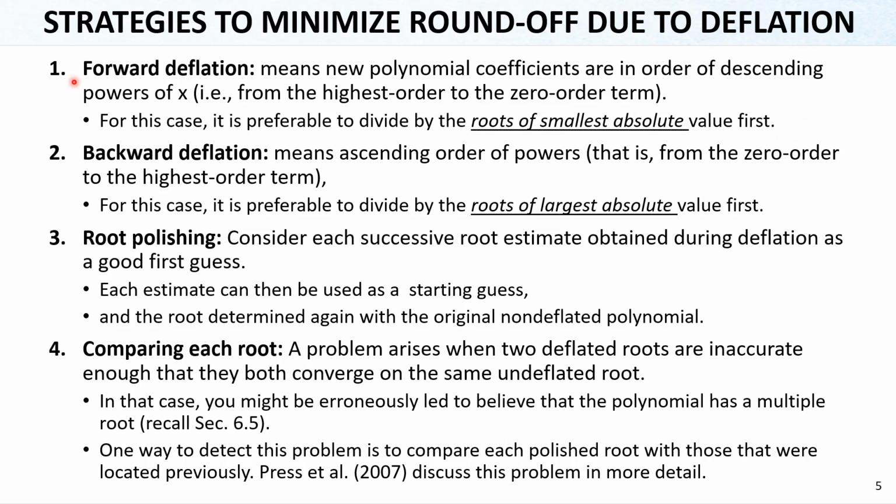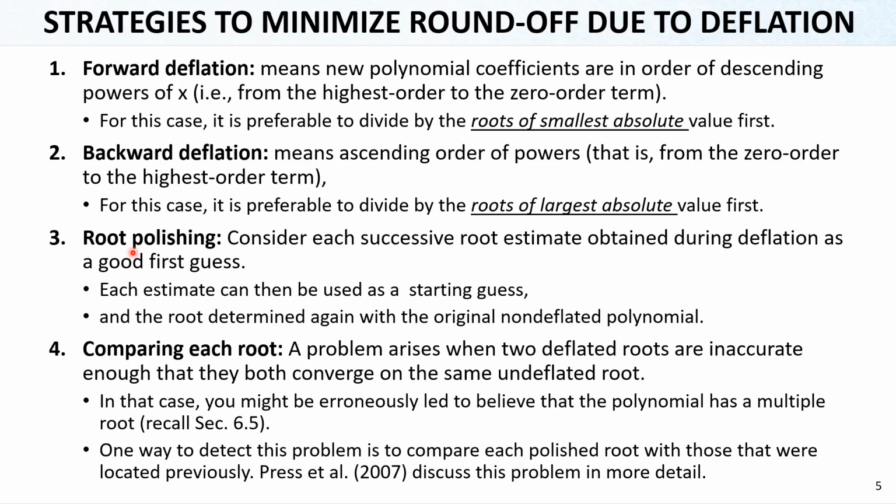This is called forward deflation because we are ordering in a descending order. There's also backward deflation. In this, we are ordering in an ascending order of powers, which means from the 0 order to the highest order term. For this case, it is preferable to divide by the roots of the largest absolute value first. So in both, we have a forward or backward ordering based on the power of the variable x, and these are 2 strategies to minimize the round-off error.